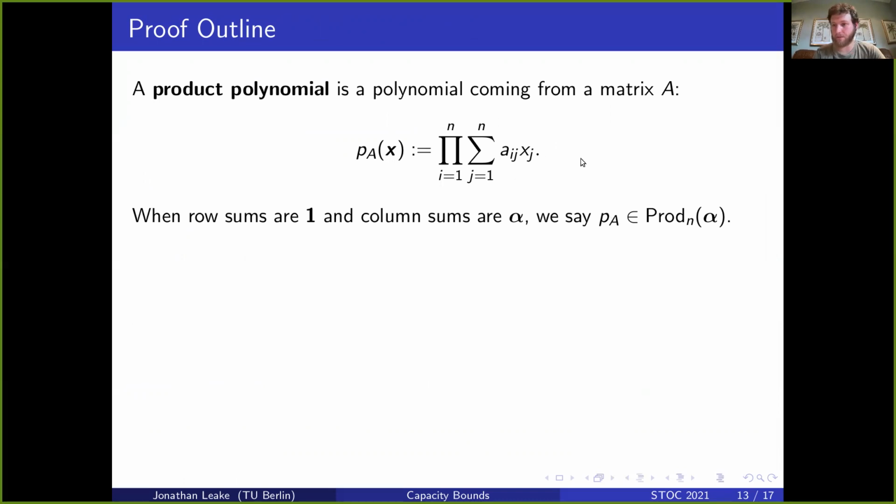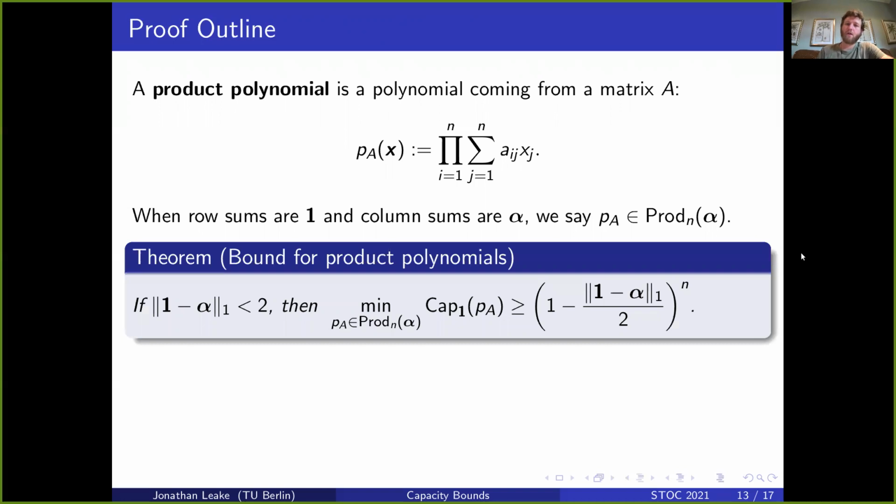It's like a matrix polynomial somehow, or a polynomial associated to a matrix. And what we do is we say, okay, when the row sums are all 1, and when the column sums are some vector alpha, we say that this polynomial lies in this class. Okay, and then the proof comes in two parts. The first part is we prove our bound for product polynomials. So that's basically what this says. If our alpha, which we're going to call the marginals, if you remember, this was equal to the gradient of p at the all 1s. So if the marginals are close to 1, then the minimum possible capacity you can get is bounded below by this. So this gives you a lower bound on the capacity. Okay, so that proves it for these product polynomials.